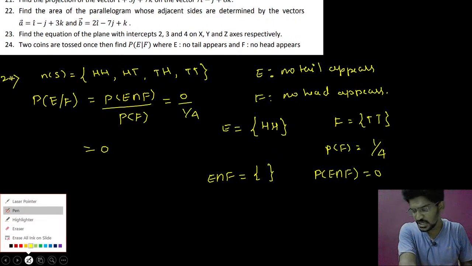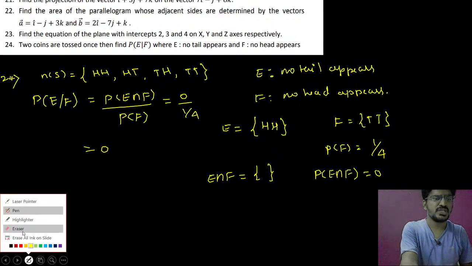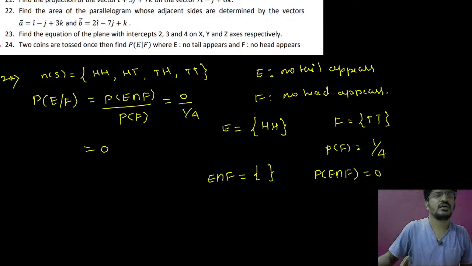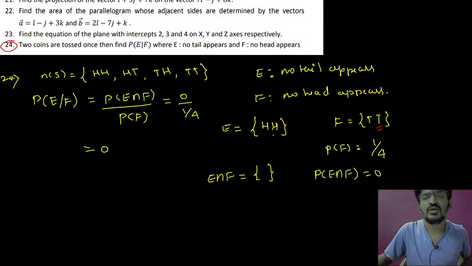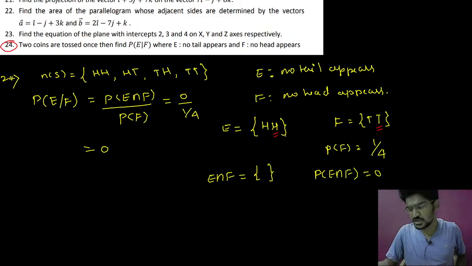This was also asked in the previous question paper, that is 2019. You just check it. Okay. Answer is 0. They are asking probability of E such that F is given. Don't be confused. Probability of F is no head appears. No head appears means we have only one choice, that is T comma T. No tail appears, that means we have only one sample space, that is H comma H.